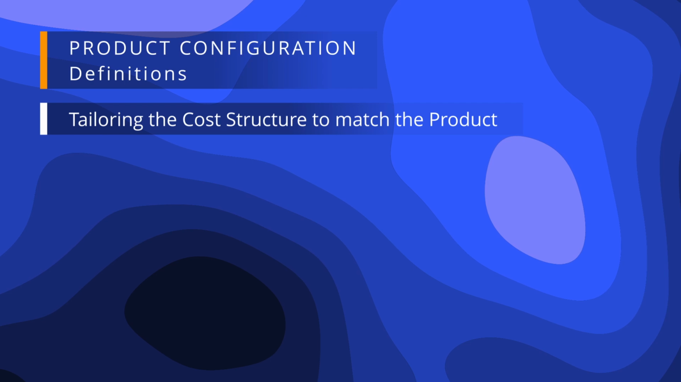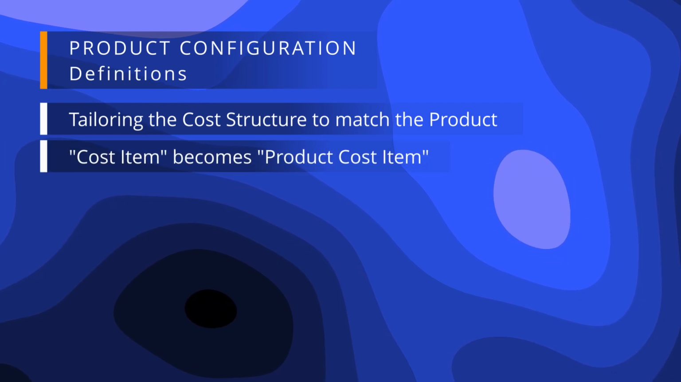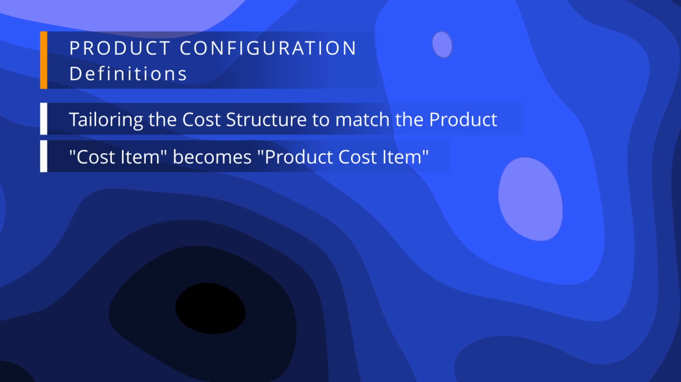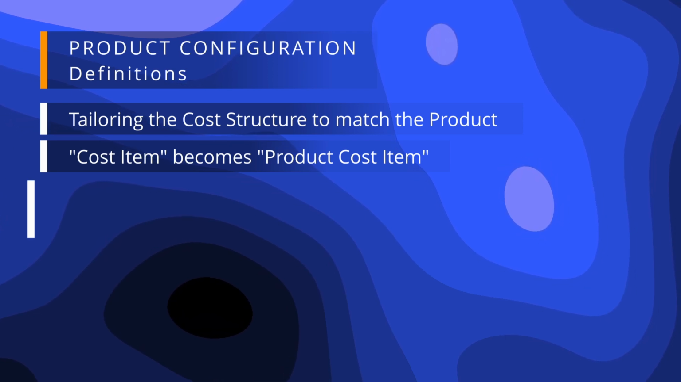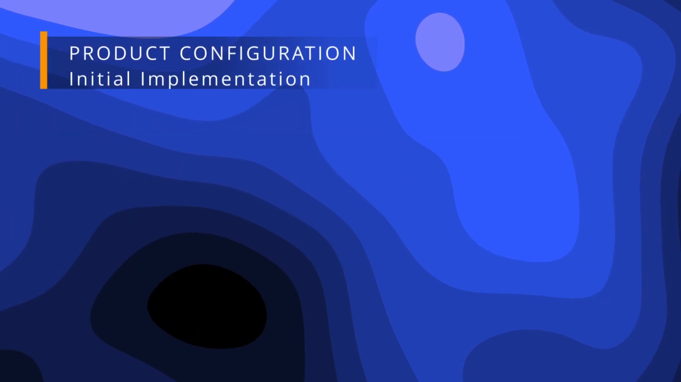A cost item is implemented in a product cost as a product cost item. Collectively, I'll refer to this hierarchical arrangement of product cost items as the product cost structure, or simply the product cost. Now, let's discuss the configuration process.